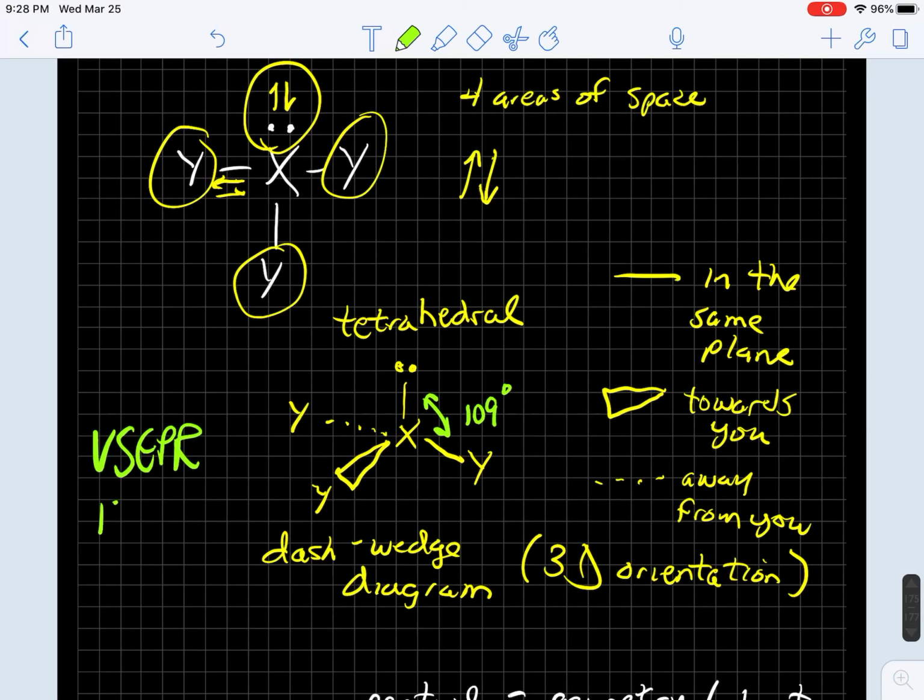is called VSEPR theory. That most molecules, and I'm going to put a little star next to it because it's not all. Remember, there's 14 million different compounds, and they're not all going to follow these simple rules that we're teaching you in Chem 1 honors, but most of them do. VSEPR theory stands for valence shell electron pair repulsion. I don't care if you know what the abbreviation stands for, but it means we're going to spread things out.